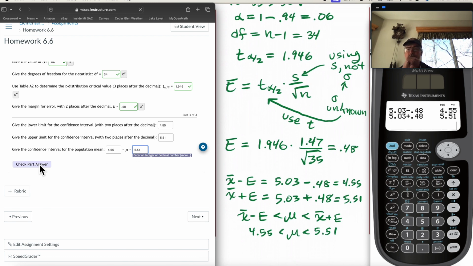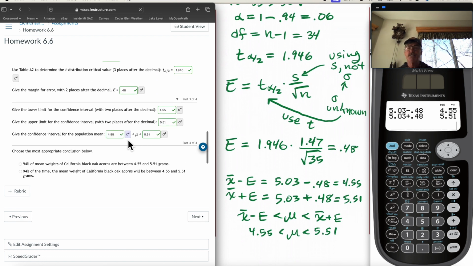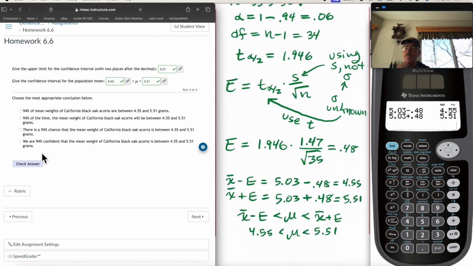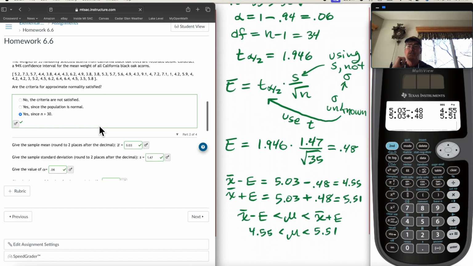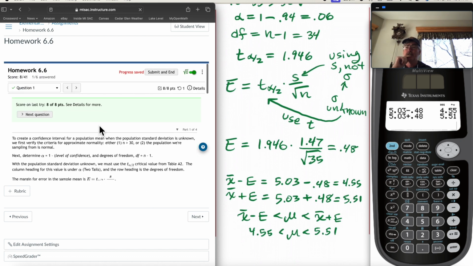Just double checking everything. Looks good. So everything's correct here, and then we say that not 94% of mean weights, 94% of the time, no, 94% chance, no. We are 94% confident, yes, that the mean is between 4.55 and 5.51 grams. And everything looks great. 8 out of 8.